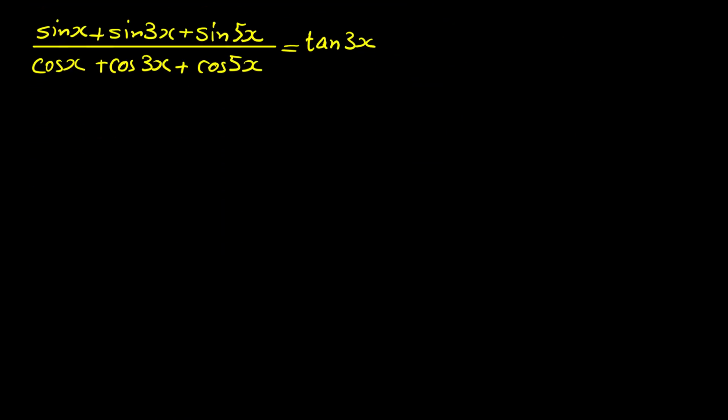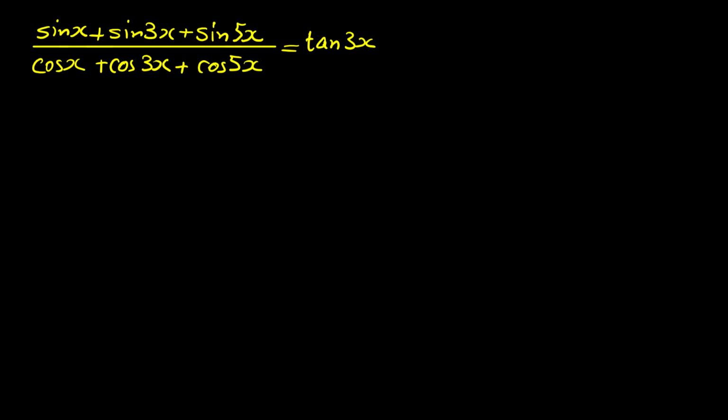Now look at this example. This is a little more advanced example. It is a little harder. In the numerator we have 3 terms, in the denominator we have 3 terms, and we want to show that this complicated fraction here equals tangent of 3x.